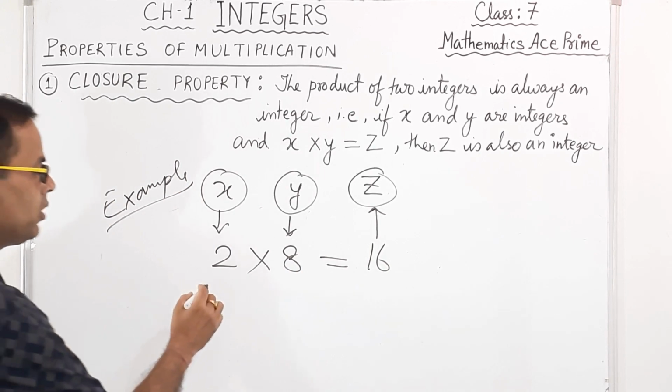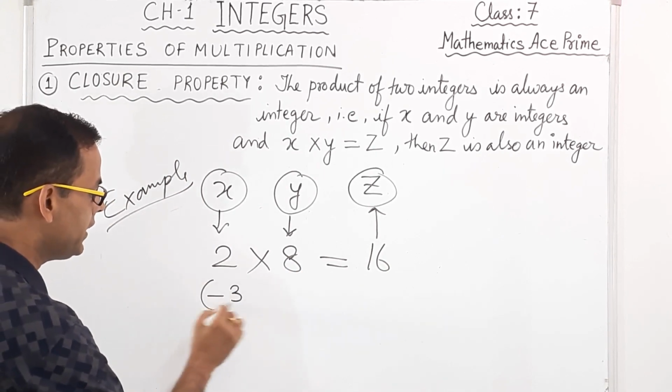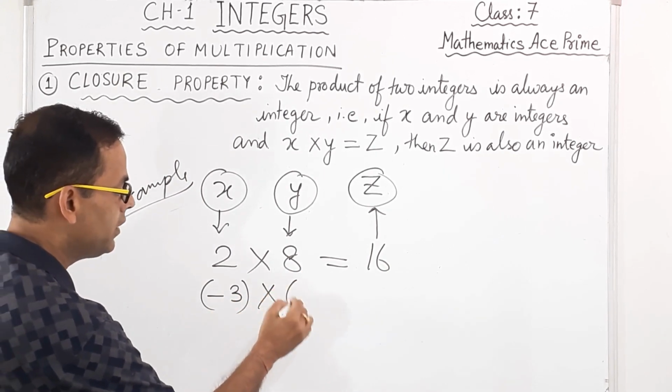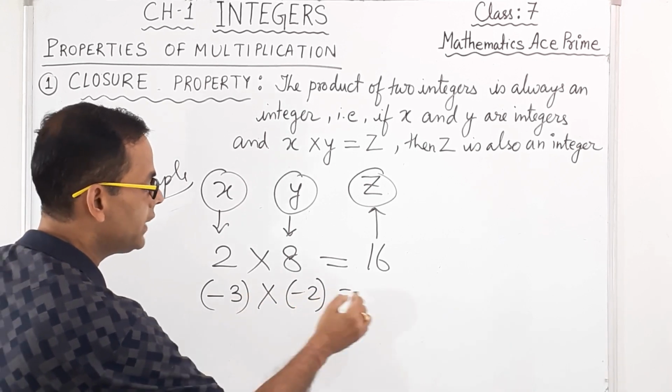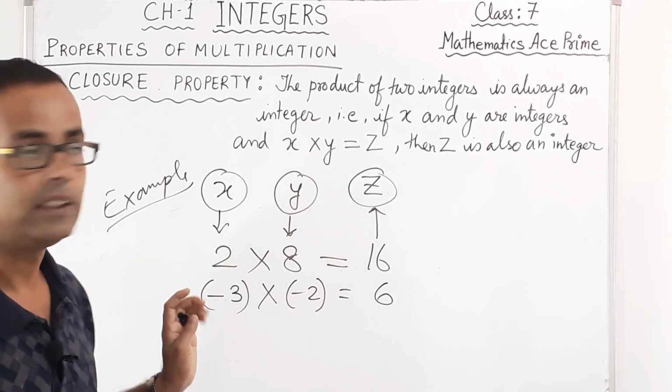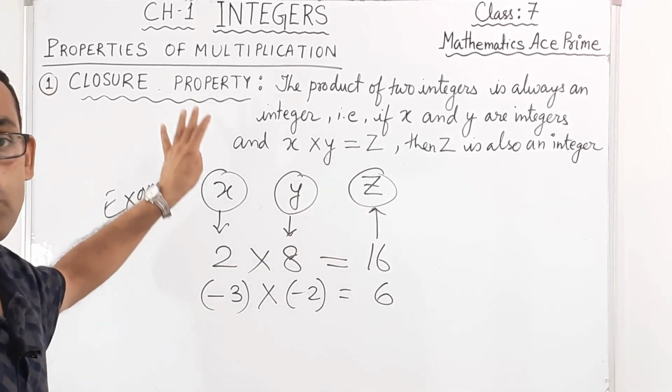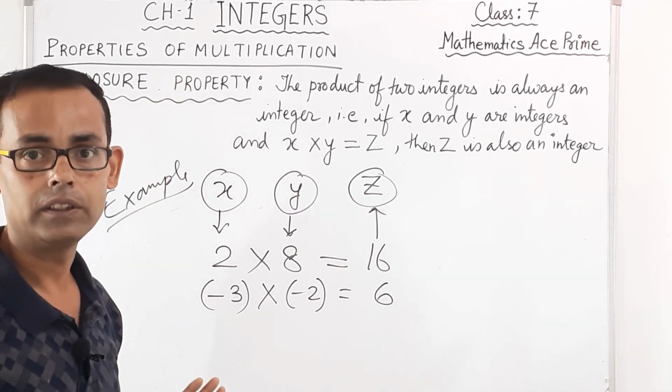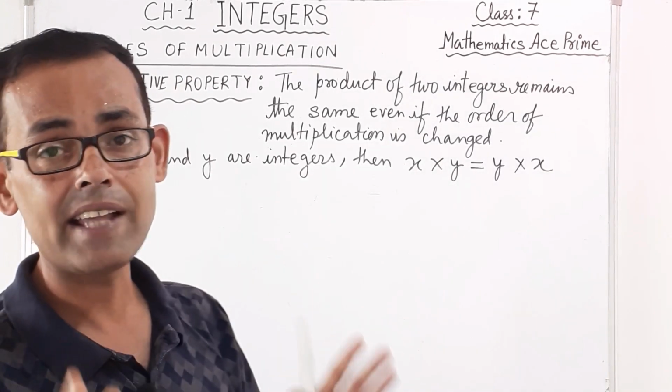You can take negative also. Suppose you take the negative integer minus 3 and this one minus 2, then what will you get here? 6. So 6 is also an integer. This is the closure property of multiplication. Clear?